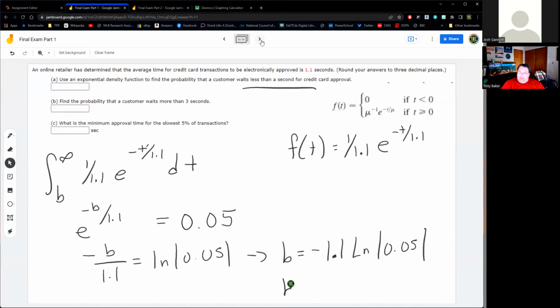So if we plug that into Desmos, we get approximately 3.295 seconds. So this one you have to do out the integration for it, and then you're solving it for the value you need. All right, that's chapter 8.